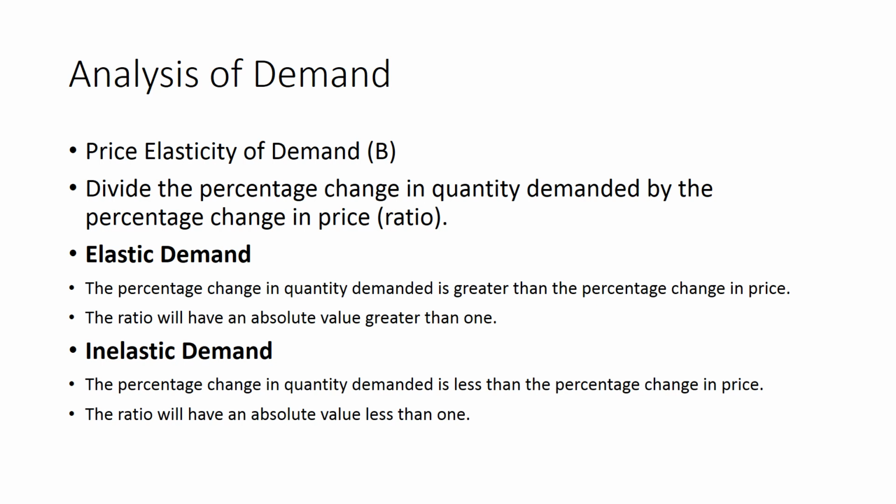Method B is more like the explanation you find in many econ books. With this method, you divide the percentage change in quantity demanded by the percentage change in price. So this method uses ratios. The ratio is always negative. When demand is elastic, the percentage change in quantity demanded is greater than the percentage change in price, so the ratio will have an absolute value that's greater than 1. With inelastic demand, the percentage change in quantity demanded is less than the percentage change in price, and the ratio will have an absolute value less than 1.